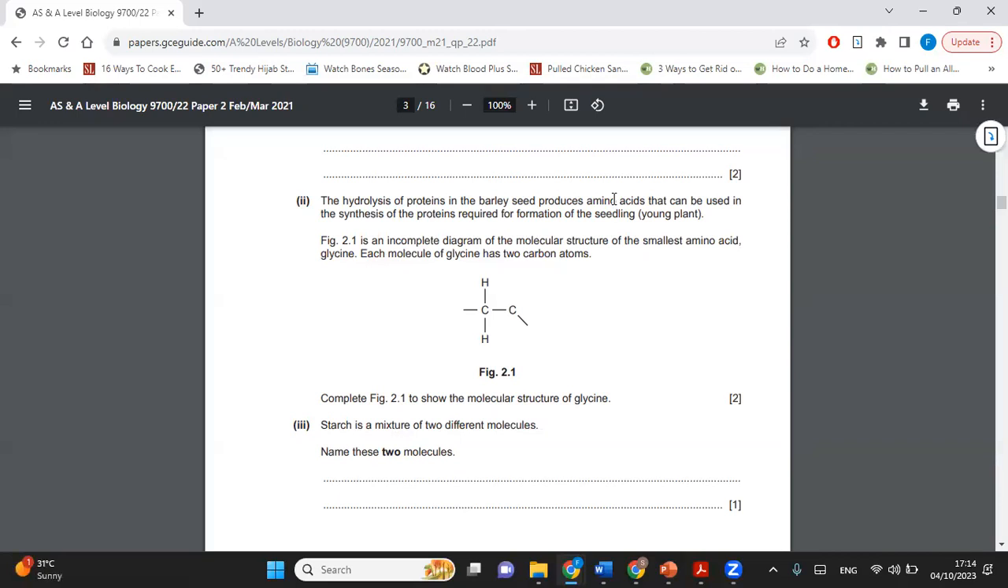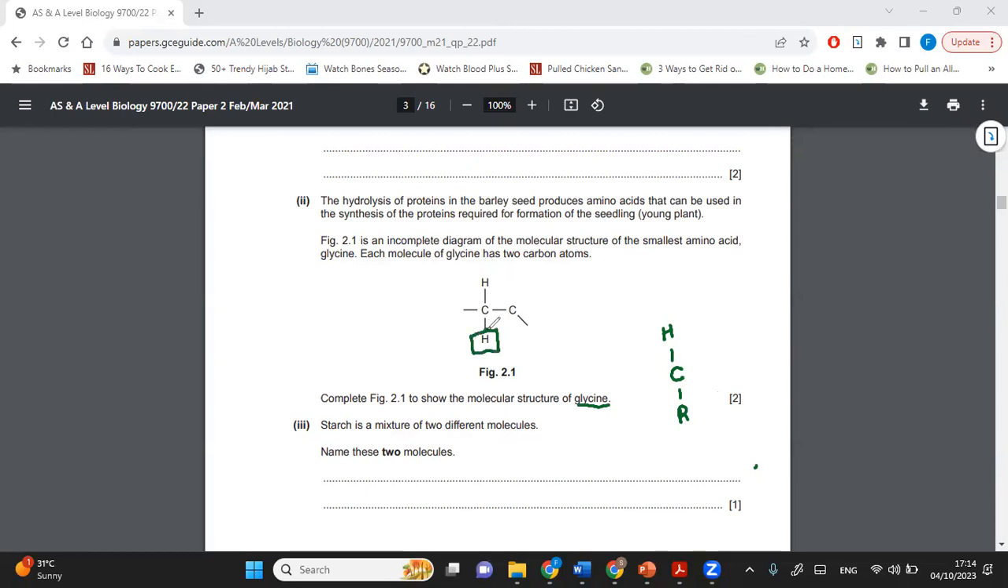So glycine is an amino acid, right? In an amino acid, we have a carbon atom, if you guys remember. I had told you that we have a carbon atom. This carbon atom is attached to a hydrogen and to the R group. So in case of glycine, the R group is H. That's why I have 2H, because H is the R group. Okay, so I have one carbon atom with one hydrogen and one R group.